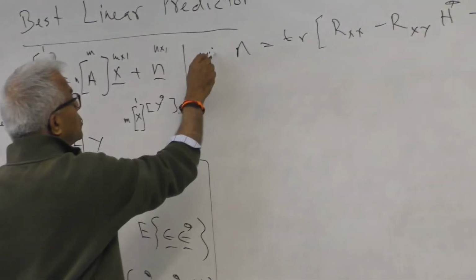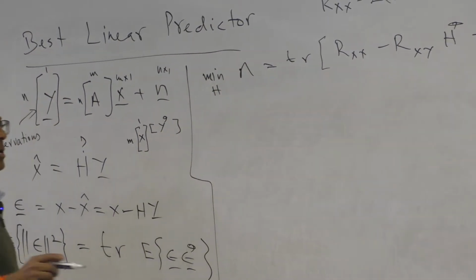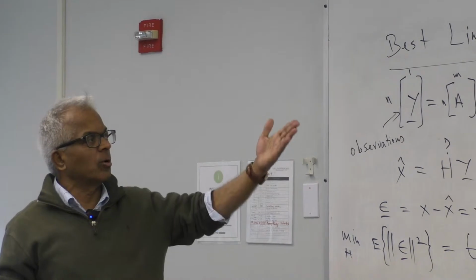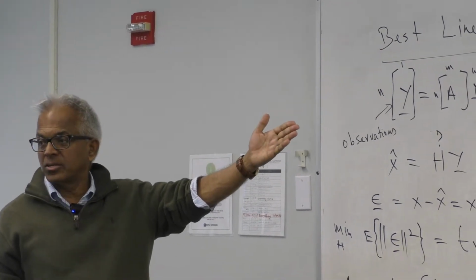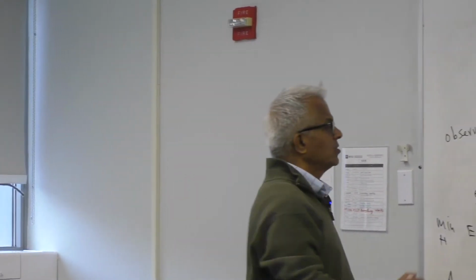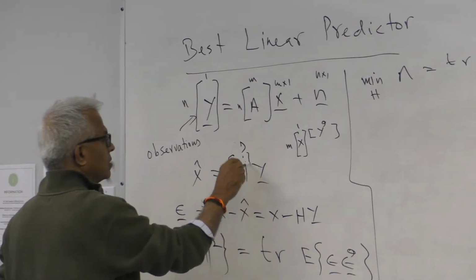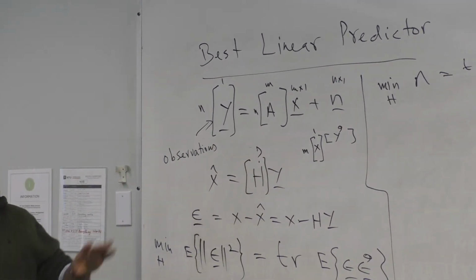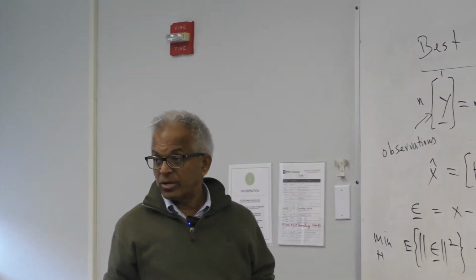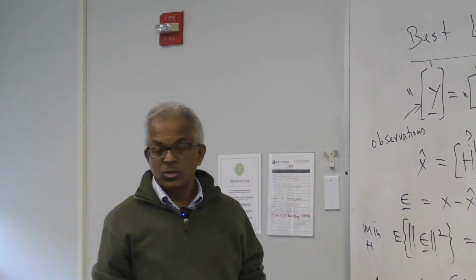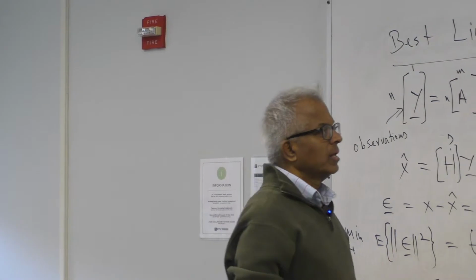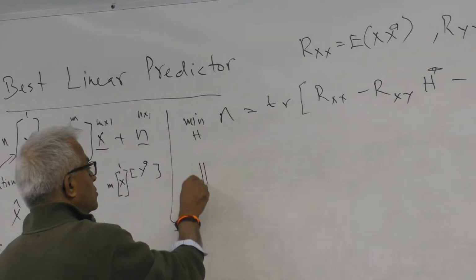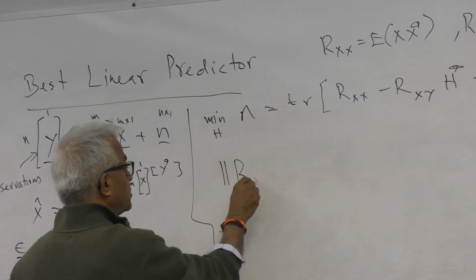You want to minimize this over H. I don't want to start taking, you will say, so how do you minimize? Remember, H is a matrix here. So I don't want to do it symbolically by taking the derivative with respect to H, etc. So let me do it a slightly different way. So let's look at this expression.